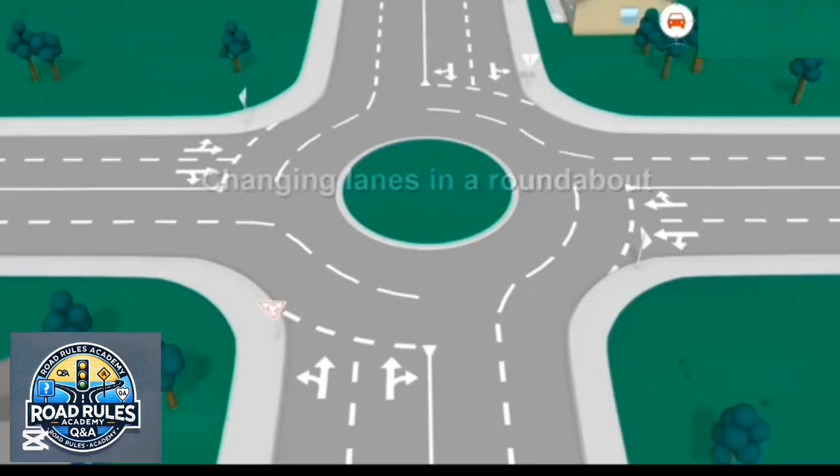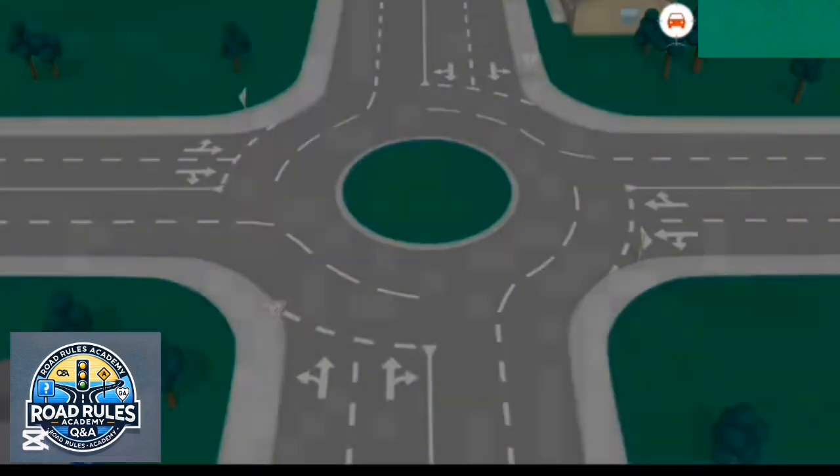Changing lanes in a roundabout. Drivers may change lanes in a roundabout if they wish. The usual road rules for changing lanes apply. You must use your indicator and give way to any vehicles in the lane you're entering.